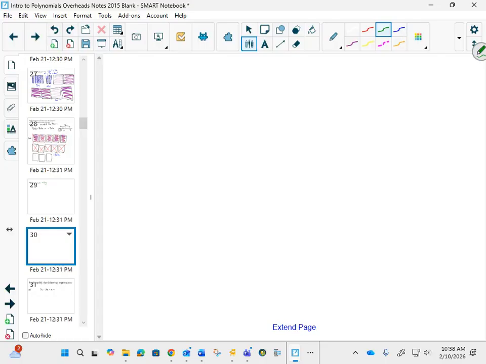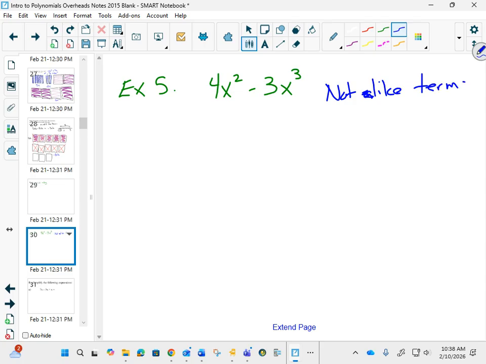Example 5, I'll just write on here. Example 5 was 4x squared minus 3x cubed. Are they alike? No. Right? Because the x's are the same, but the exponents are different. So for this one, you would write that they're not alike. Or maybe I actually write it completely out. Not like terms.